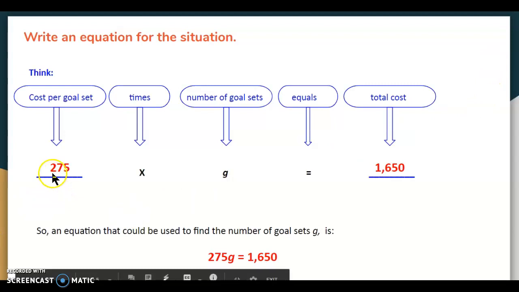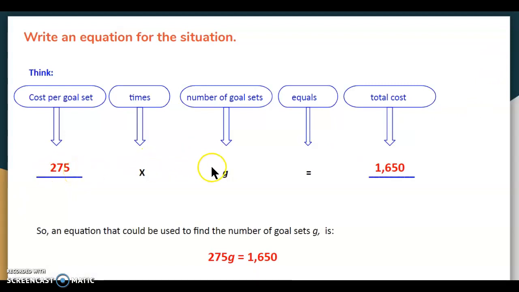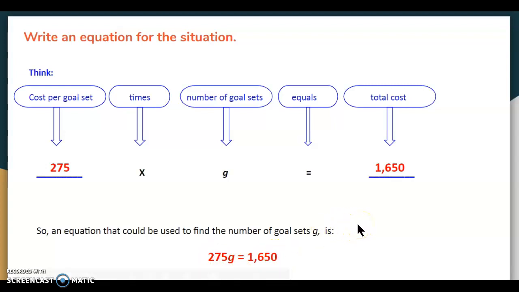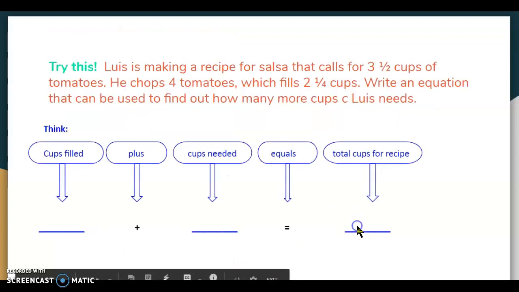So $275 per set times G is equal to $1,650. If you put it all together and you write it in an algebra form, you're going to get 275G equals 1,650. And it's like that. That's that easy. That's all we're doing, we're writing these equations.